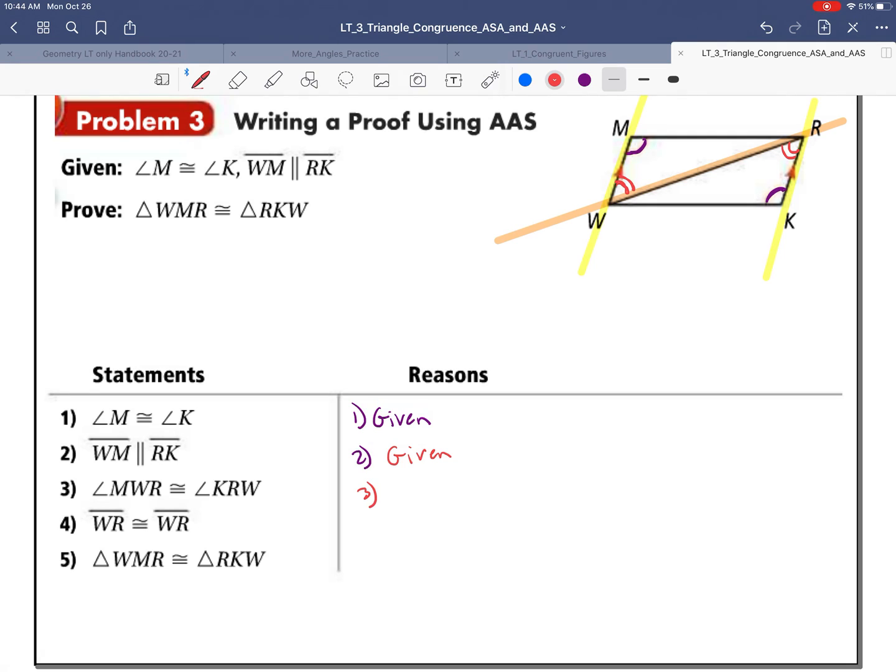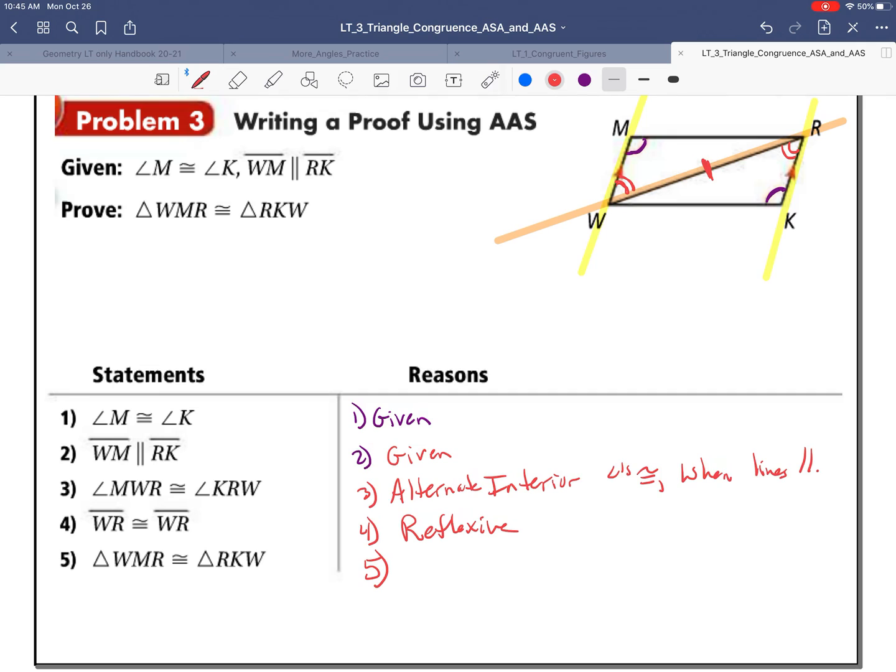Well, those two angles are alternate interior angles. So when lines are parallel, alternate interior angles are congruent when lines are parallel. Now, what allows you to say WR congruent to WR? Well, it's congruent to itself, so it's reflexive.